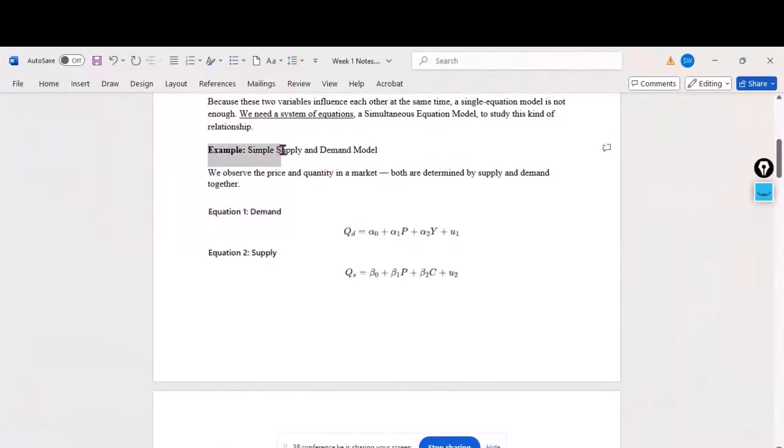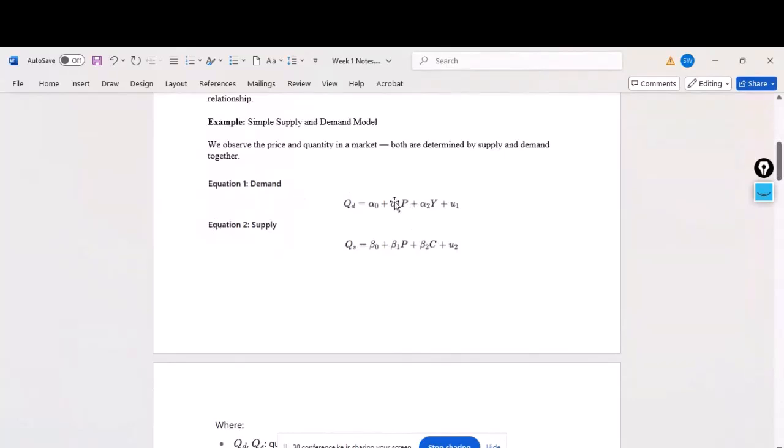So we have an example. A good example is a simple supply and demand model. We observe that price and quantity in the market are both determined by supply and demand. What we mean here is that price affects quantity demanded, and at the same time, price affects quantity supplied. So we can see there is a relationship between price, quantity demanded, and quantity supplied. In such a situation, we deal with simultaneous equations, and this one is a good example.